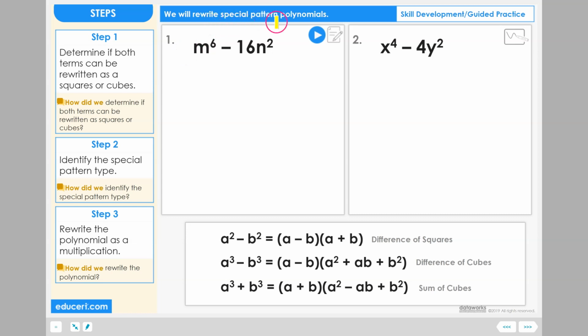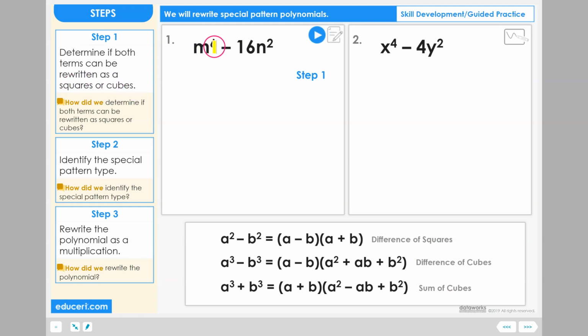Let's rewrite special pattern polynomials. Problem number 1. m to the 6th power minus 16n squared. Step 1. Determine if both terms can be rewritten as squares or cubes.